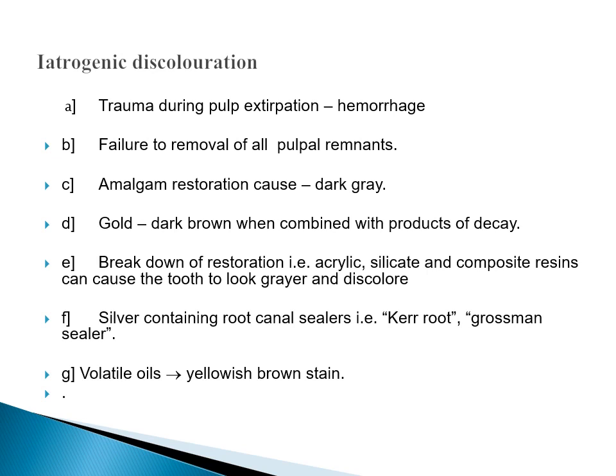Iatrogenic discoloration: trauma during pulp extirpation, hemorrhage, failure to remove all pulpal remnants. Amalgam restoration causes dark gray, gold dark brown when combined with products of decay. Breakdown of restoration, that is acrylic, silicate, and composite resins, can cause the tooth to look grayer and discolored. Silver containing root canal sealers, such as Grossman sealer, etc., and volatile oils cause yellowish brown stains.